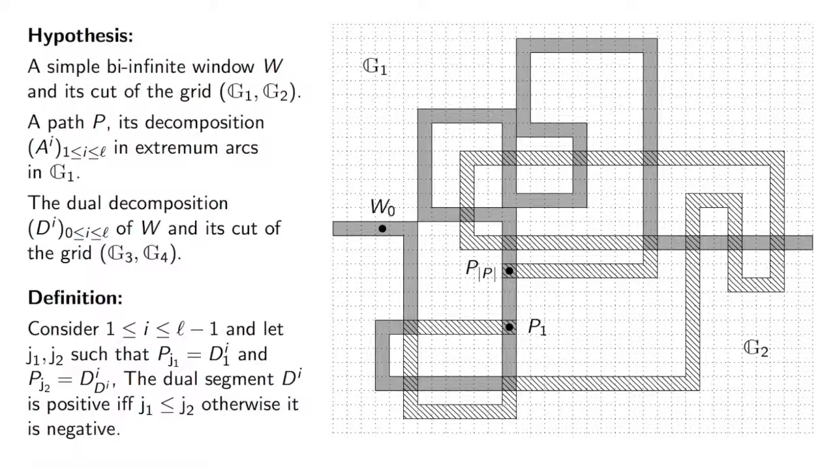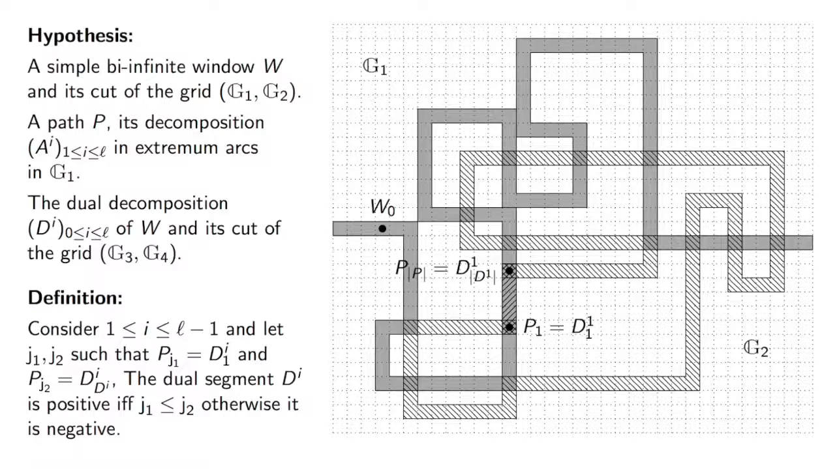First, we need to introduce positive or negative dual segments of the windows. Consider a finite dual segment DI, that is to say that I is between 1 and L-1. There exist two indices J1 and J2 such that the path P at index J1 is the first position of DI and the path P at index J2 is the last position of DI. The dual segment is positive if and only if J1 is less than J2.